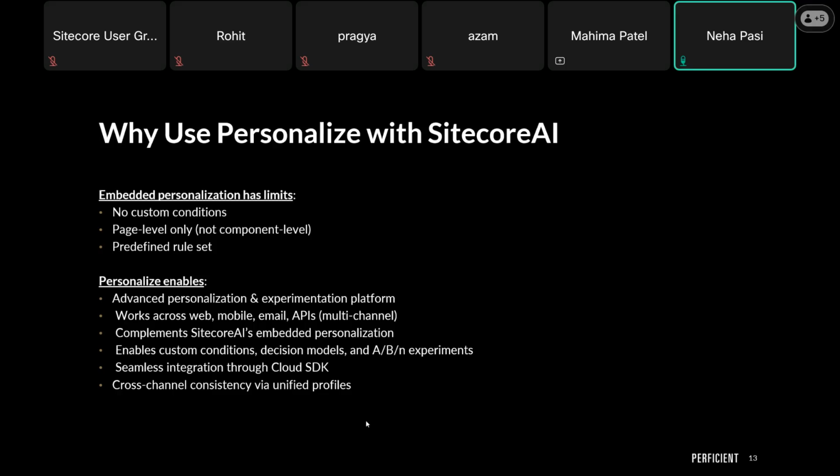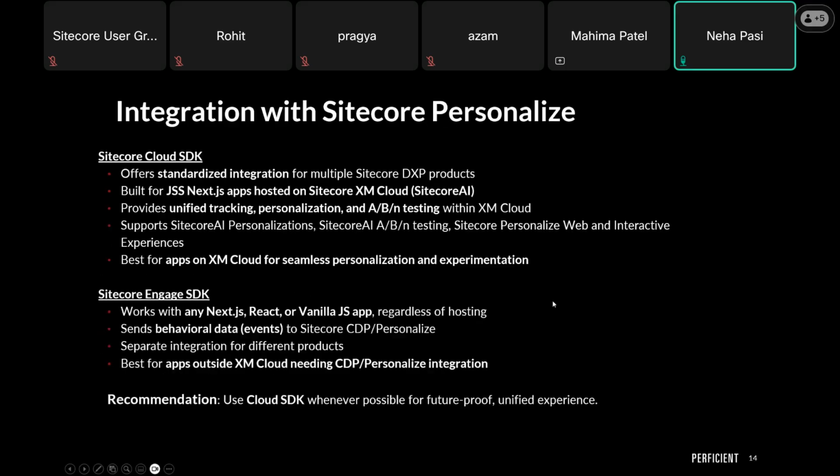Now, moving on to the next. Now that we know what embedded personalization is and how Personalize can elevate the capabilities of the inbuilt features, let's look at how we integrate Sitecore Personalize, and how not just with XM Cloud or Sitecore AI, but with any other platform, because Personalize is a standalone product. It could be integrated not just with Sitecore's products, but with other CMS platforms or other websites.